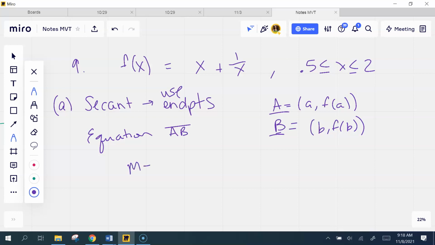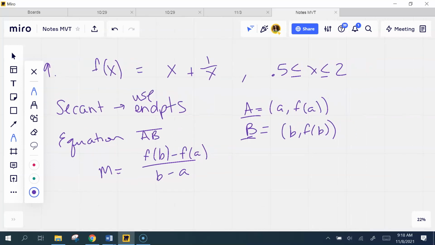My slope would be f of b minus f of a over b minus a. And I'm intentionally writing this harder than you need. If you're sitting there on your homework, you're not going to be writing this every time. But I want you to see the connection here with MVT. Okay. So I need to know what a and b and f of a and f of b are. Plug them in. This is a and this is b, yes?